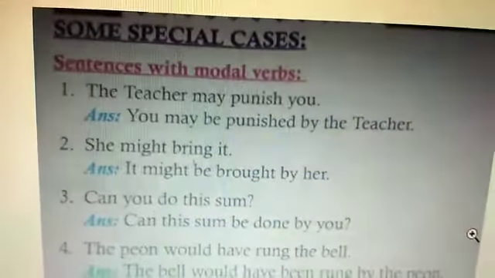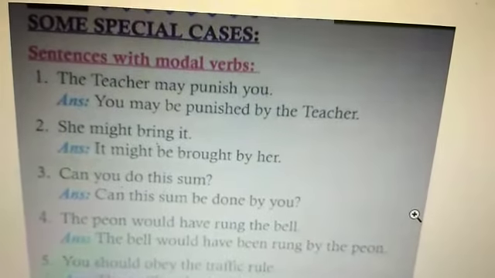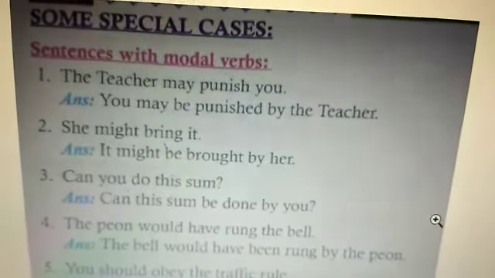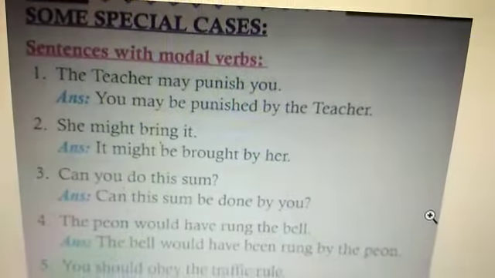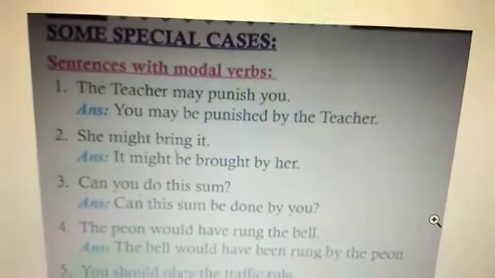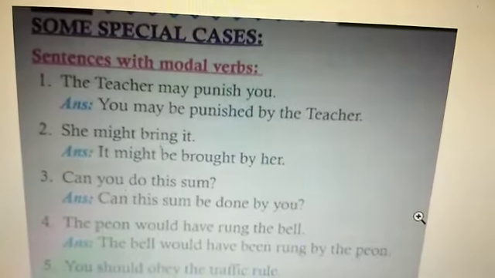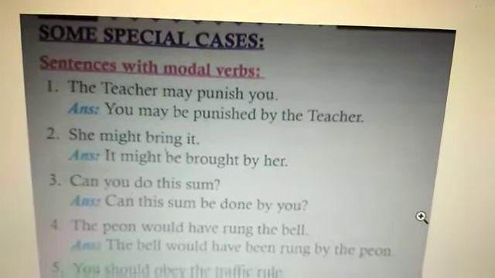Dear students, sentences with modal verbs. Already we have seen modals. What are modals? You know, supporting verbs. May, might, shall, should, will, would, can, could, must. Okay. First one, you see, the teacher may punish you. How will the answer be? You may be punished by the teacher.